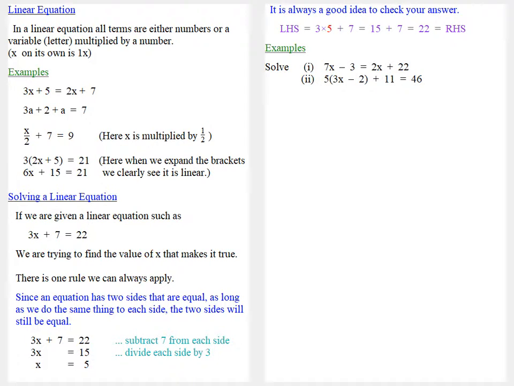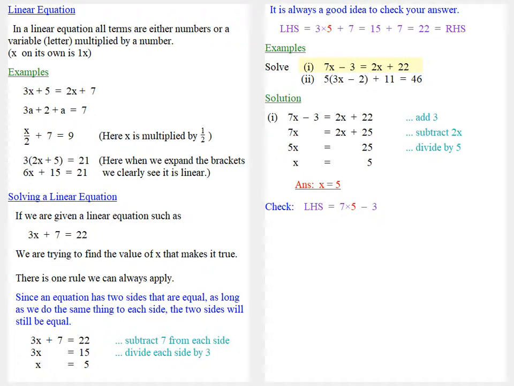Let's consider the equation 7x minus 3 equals 2x plus 22. Now to solve this, we've got 7x minus 3 equals 2x plus 22. Let's add 3 to both sides. Now that will give you 7x equals 2x plus 25. If we subtract 2x from each side, we'll end up with 5x equals 25, and if we divide both sides by 5, we get x equals 5, so that's our solution.